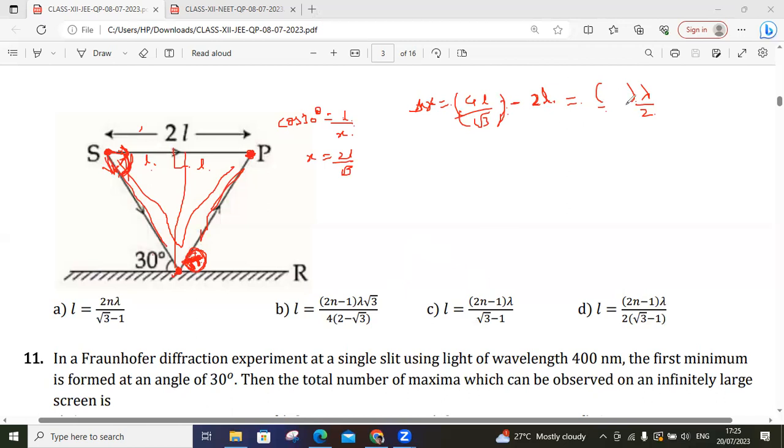So in the options, odd multiples, 2n plus 1 or 2n minus 1 I can write, but 2n minus 1 is there in the option, so I will write 2n minus 1. So L will be equal to, now we can solve, by 2. This will be 4 minus 2 root 3 by root 3. So root 3 will go up, 4 minus 2 root 3 will be minus. So it will be 2, if you take common, it will become B option. Right. So we'll go ahead.